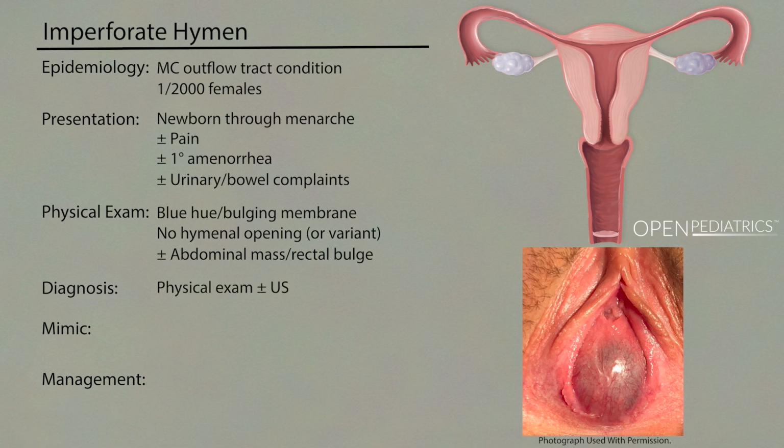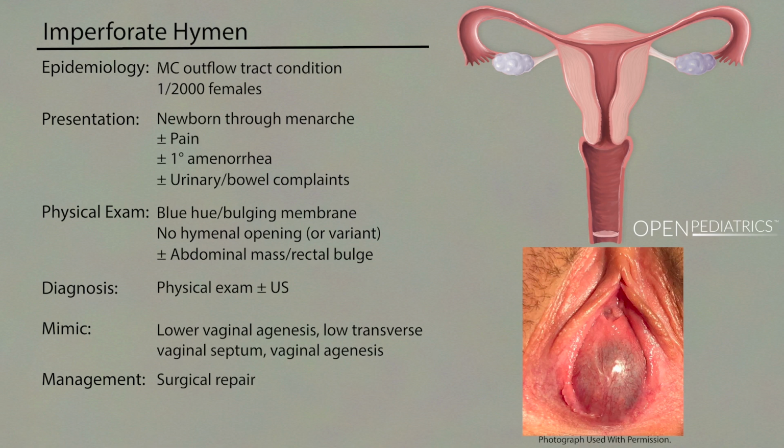Diagnosis is made with physical exam and/or ultrasound if there is a question of the diagnosis or to ensure that the uterus is normal. It is critical to ensure that the diagnosis is correct, as it can be confused with lower vaginal agenesis, low transverse vaginal septum, or vaginal agenesis. Surgical repair of the hymen should ideally occur after puberty to allow for adequate estrogen stimulation to assist with healing.